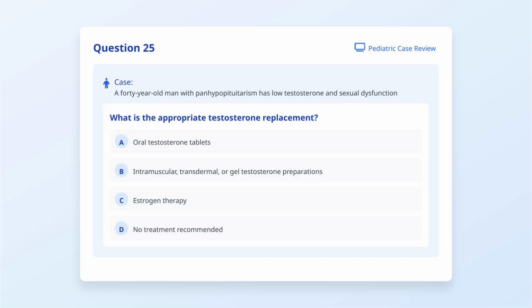Case scenario: a 40-year-old man with panhypopituitarism has low testosterone and sexual dysfunction. Question: what is the appropriate testosterone replacement? Option A: oral testosterone tablets. Option B: intramuscular, transdermal, or gel testosterone preparations. Option C: estrogen therapy. Option D: no treatment recommended.